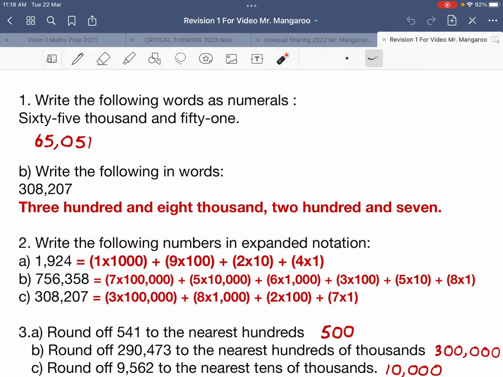Number 1. Words as numerals, 65,051. B. Numerals as words, 308,207.